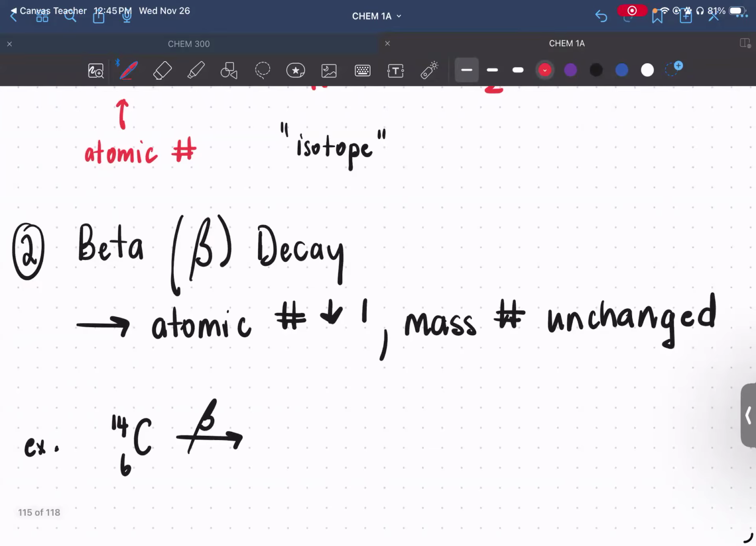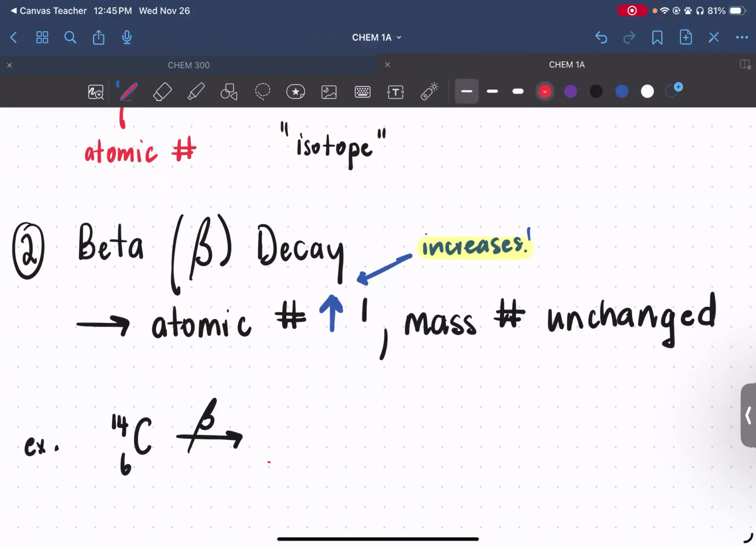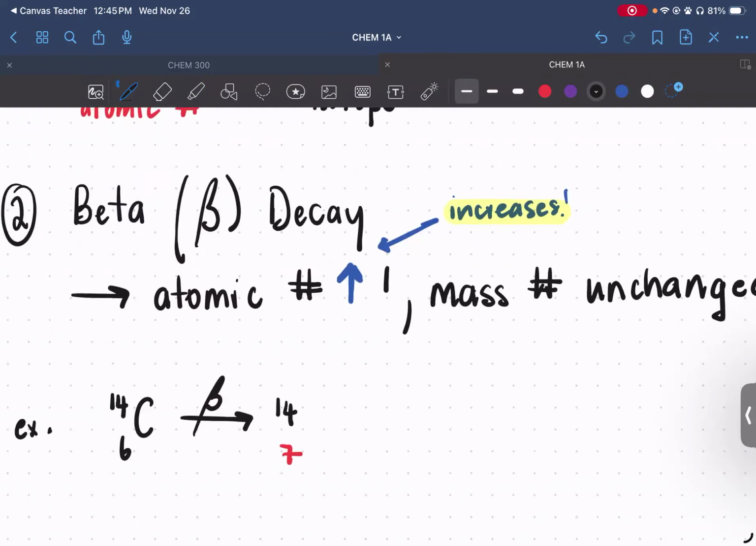The atomic number, I apologize for this. I said it decreases. I should have said it increases. I apologize for that. It increases. I'm so sorry. The atomic number goes up by 1. In this case, it goes up to 7. Nothing happens to the mass number. Remains 14. So now the question is, what atom did we just form?